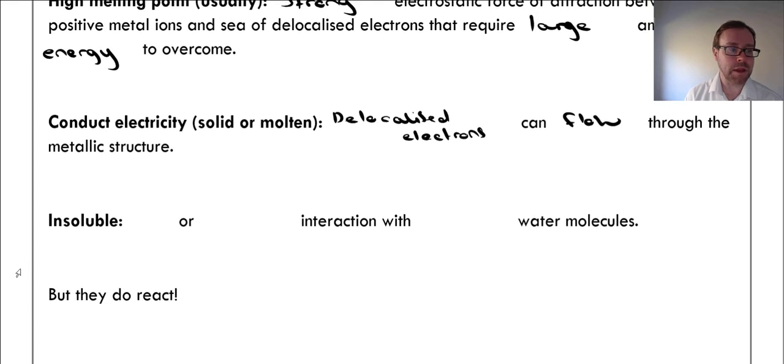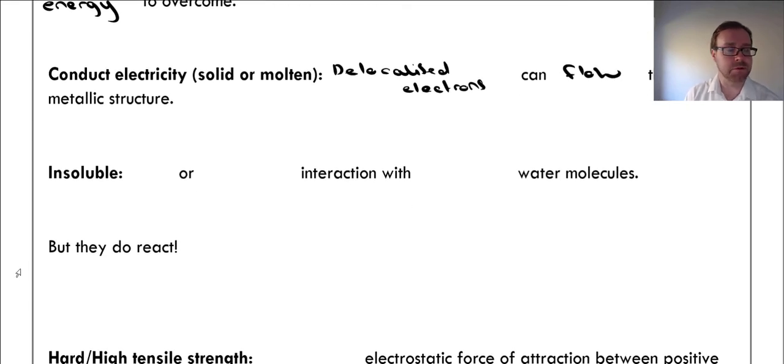Okay. Metals are insoluble, and that's because, I'm not going to go into too much detail here, there is no or little interaction with polar water molecules. So it can't really form any bonds or interactions with the water molecules, so it stays as this metallic structure because it has this electrostatic force of attraction between the positive metal ions and the sea of delocalized electrons.